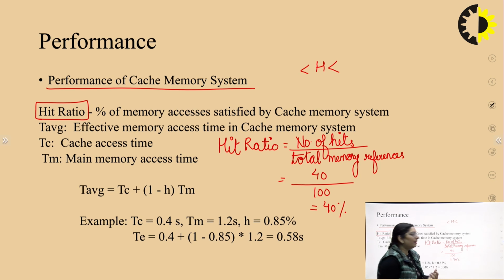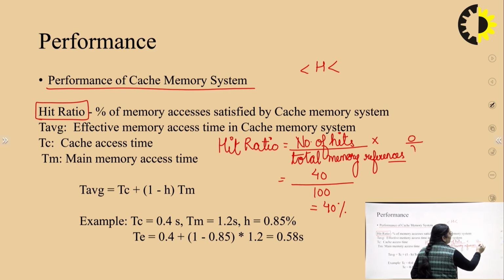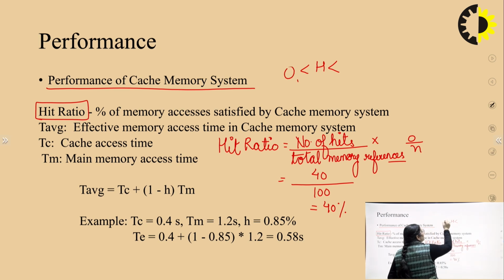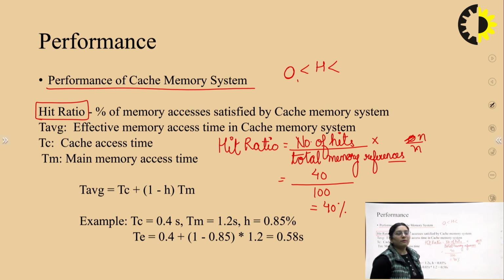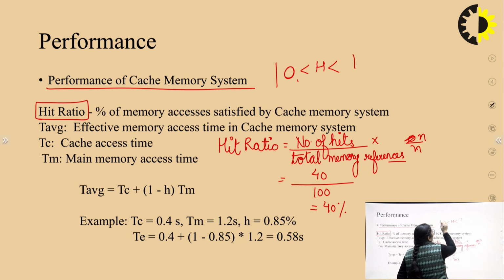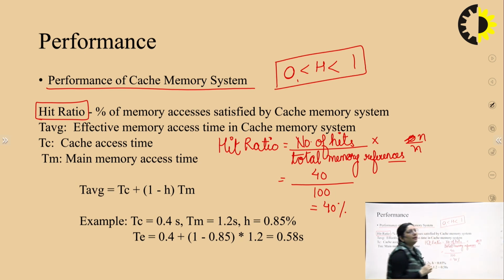The minimum value can be that the CPU referenced the cache memory and never found any data. All the data were not present in the cache. In that case, the number of hits will be 0 and the total number may be anything. So the minimum value of the hit ratio can be 0. Maximum can be that it referenced the cache memory n times, and out of those n times, all the times the data was present in the cache. Then our hit ratio value will be 1. So the hit ratio lies in the range 0 to 1.